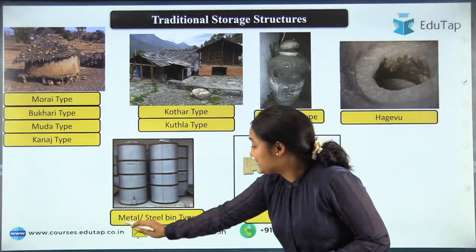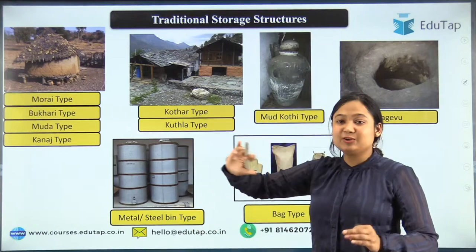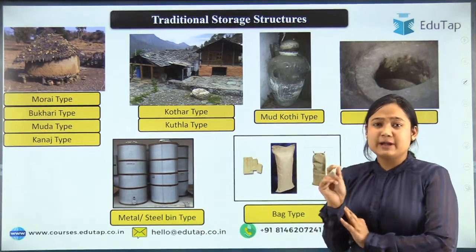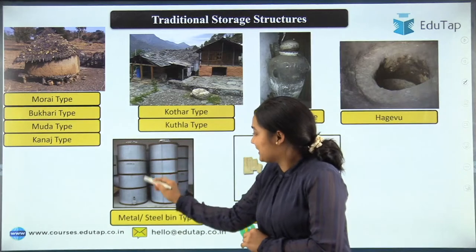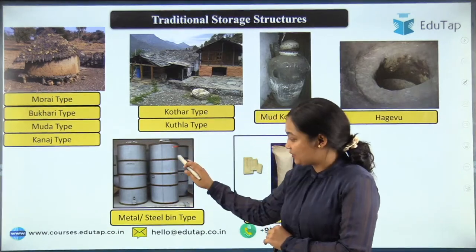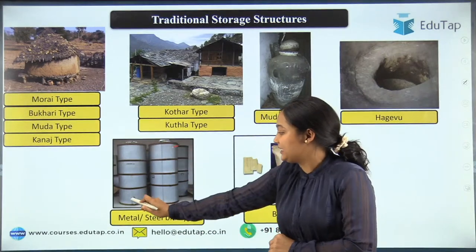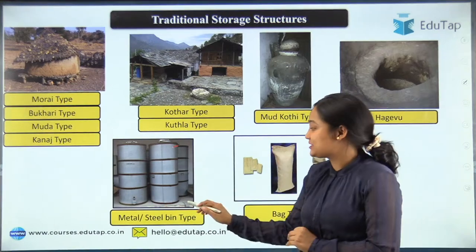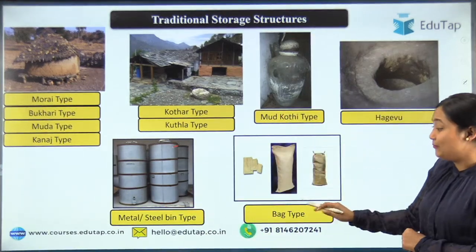Now talking about the metal and steel bins, I think we don't need to discuss them because all of you know. So metal storage structures are there. As you can see in the picture, we put our grain there and they have some kind of outlet. This is quite easy and quite famous even in modern times.